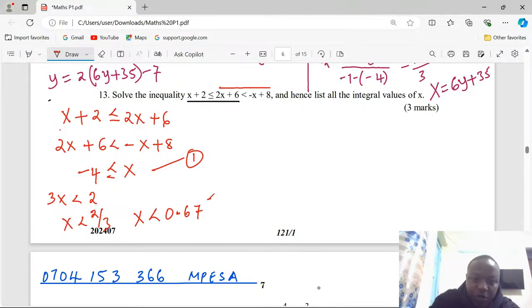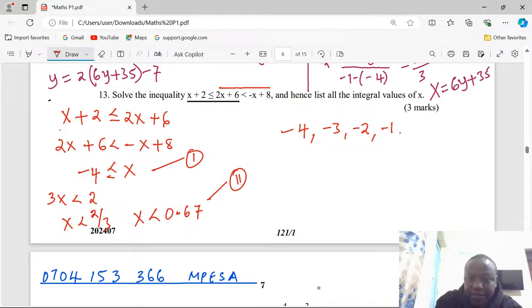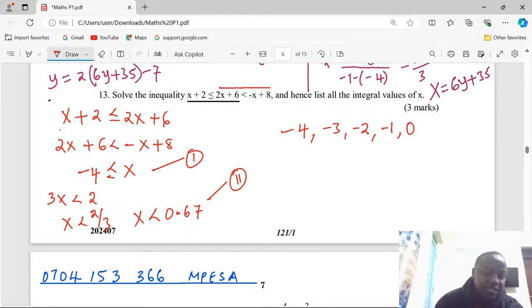After getting the second simple inequality, we can now move ahead to state the integral values. So from -4, and you can see that there is "or equal to", it means the -4 is also included. So we begin with -4, then -3, -2, -1. Remember, 0 is an integral value. Please never leave out a 0. It's always an integral value.